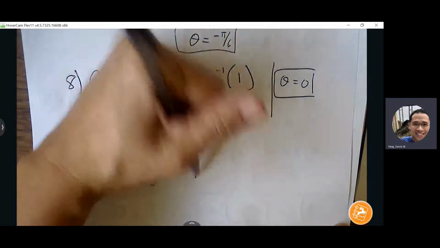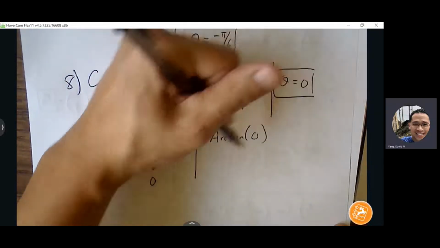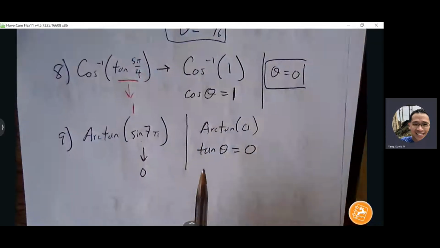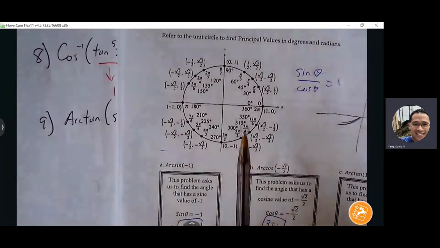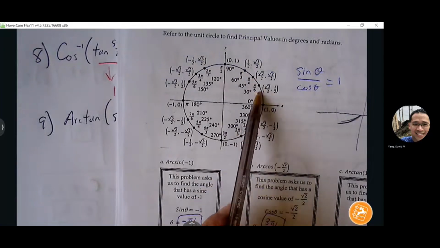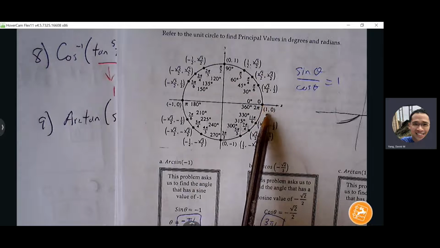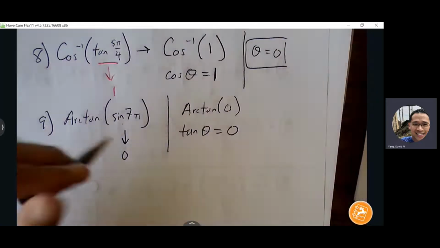So we can turn around and say, well, what is arctangent of 0? In other words, when is tangent of theta going to be 0? When theta is zero, right? Tangent of theta is going to be 0 at y over x, 0 over 1, 0.